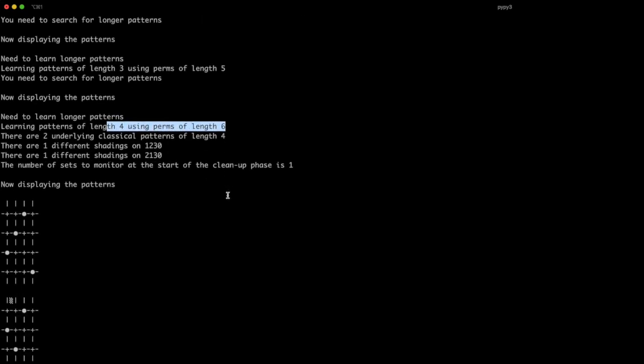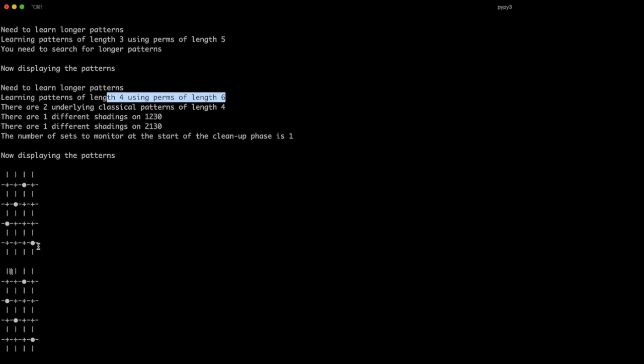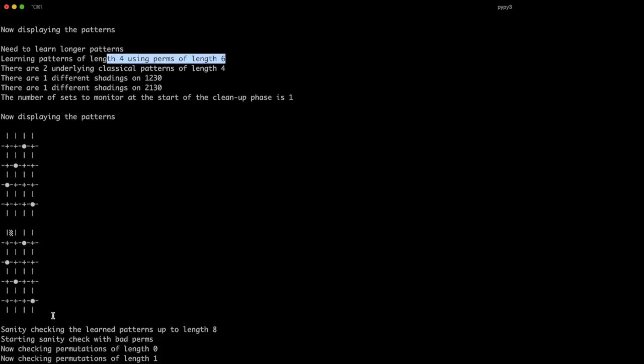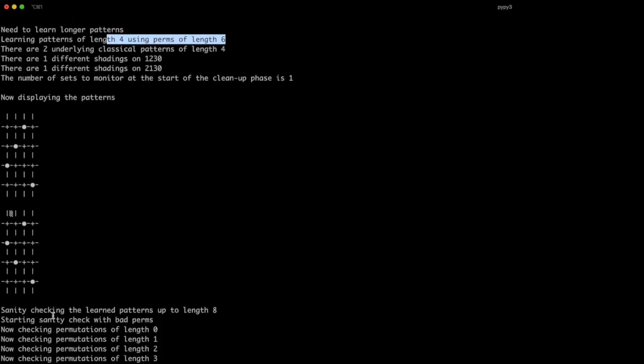something. Here are the patterns that were found. We can see they're exactly the same as we found by hand. And then it starts doing some sanity check. Since it was using permutations of length 6 to learn, it will sanity check 2 lengths higher.